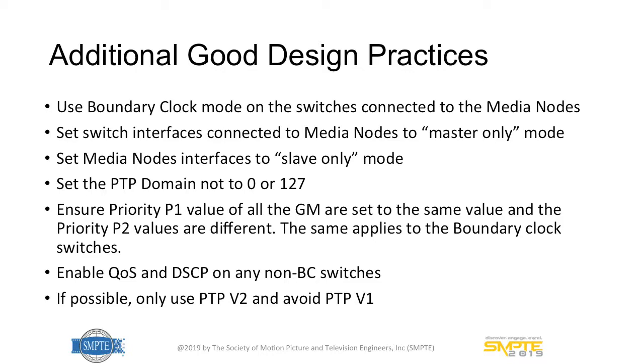If you do have any non-PTP switches in there, you want to turn on QoS and make sure you have the DSCP turned on. And if possible, you want to stick to only a V2 network. This is what we use for 2059 and for 2110 networks, and avoid having any PTP v1 devices in your network.